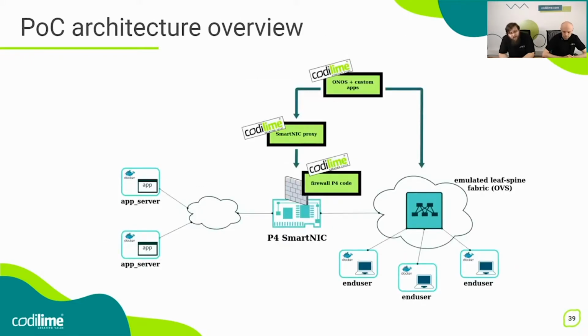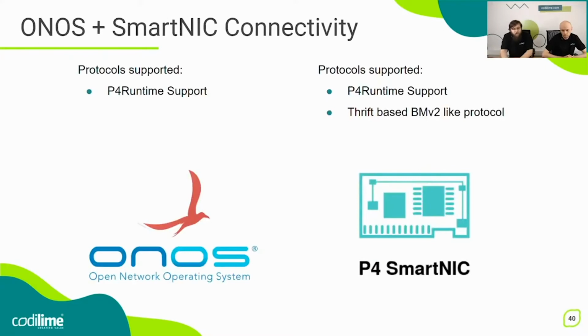The last element of our POC software stack, which I would like to discuss, is a SmartNIC proxy. Our proxy acts as the adaptation layer for the Agilio SmartNIC runtime interface. To better understand why we decided to build this adapter, let's start from the beginning. Normally, ONOS communicates with P4-capable devices via the P4Runtime protocol. As we mentioned earlier, the Agilio SmartNIC manufacturer declares support for P4Runtime as well, in addition to the legacy Thrift-based protocol. These are the two ways to control the SmartNIC at runtime.